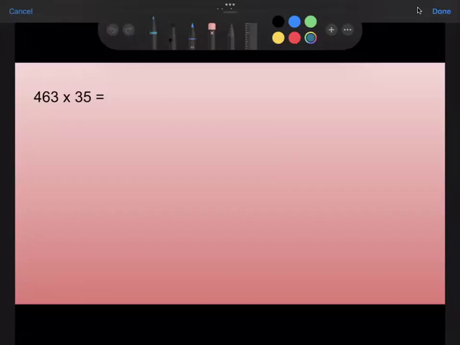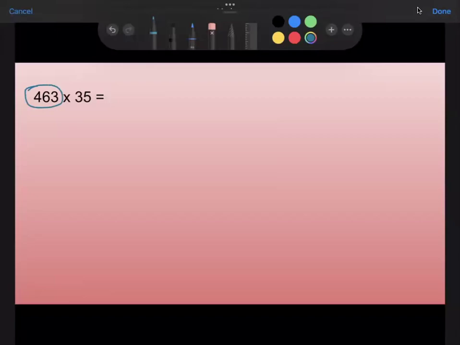Okay, here is our next one. We're going to multiply 463 times 35. So for this one, I'm going to show you another way to kind of split it up and get partial products. The last one we used a box method. For this one, what I'm actually going to do is use 3 separate multiplication problems and then add them together at the end. The reason I say 3 is because this is a 3-digit number.